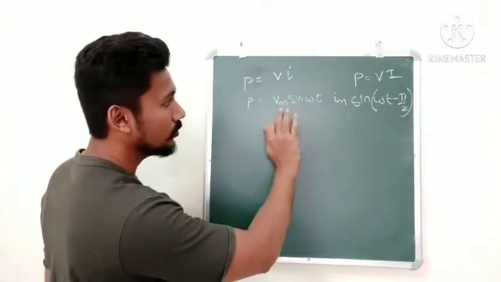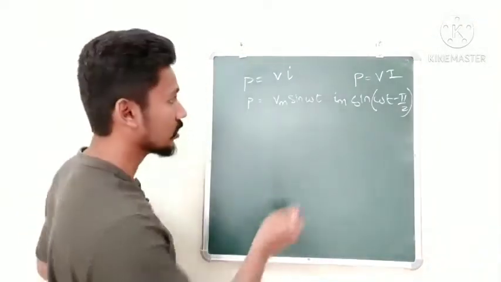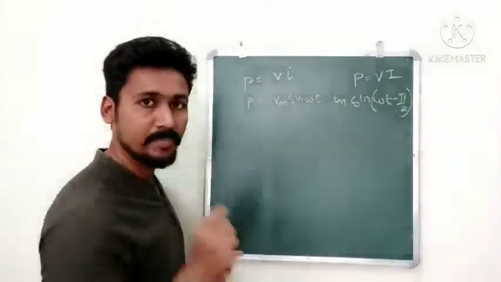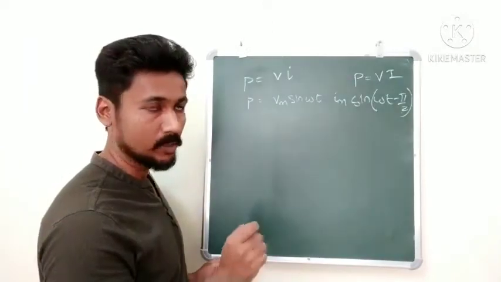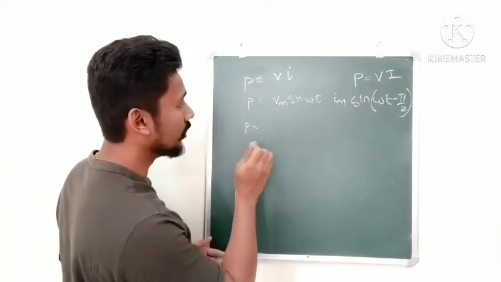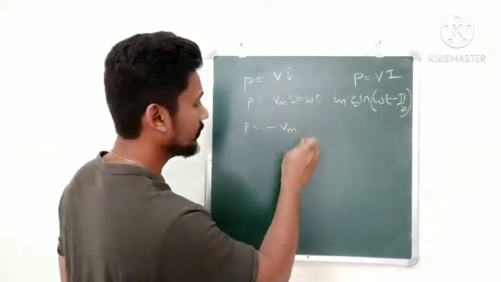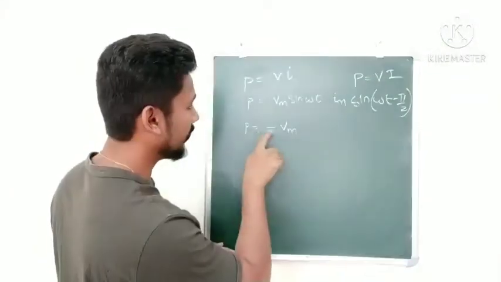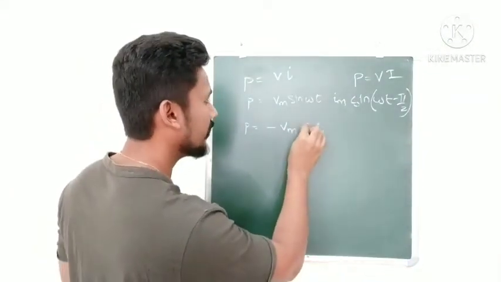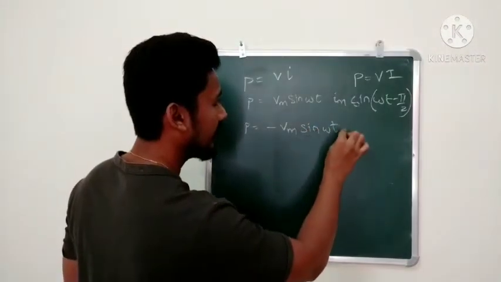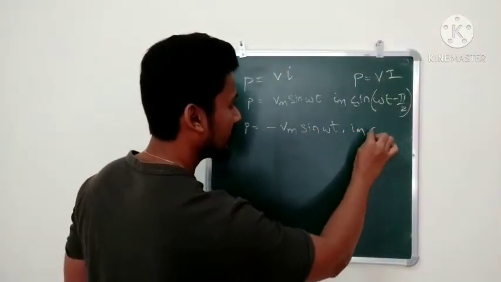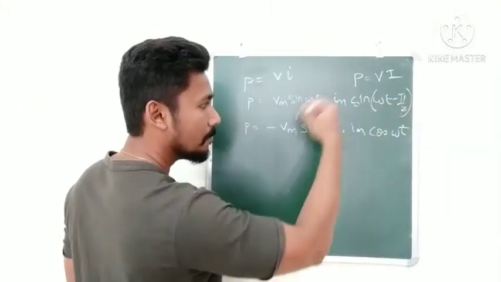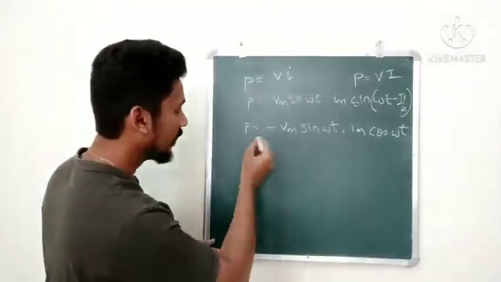Now we are going to modify this relation for our convenience. We'll use the identity that sin of omega t minus pi by 2 is nothing but minus cos of omega t. So we get P is equal to minus Vm, with sin omega t as it is, and this term becomes Im cos of omega t. As we said, sin of omega t minus pi by 2 is minus cos omega t. Fine.